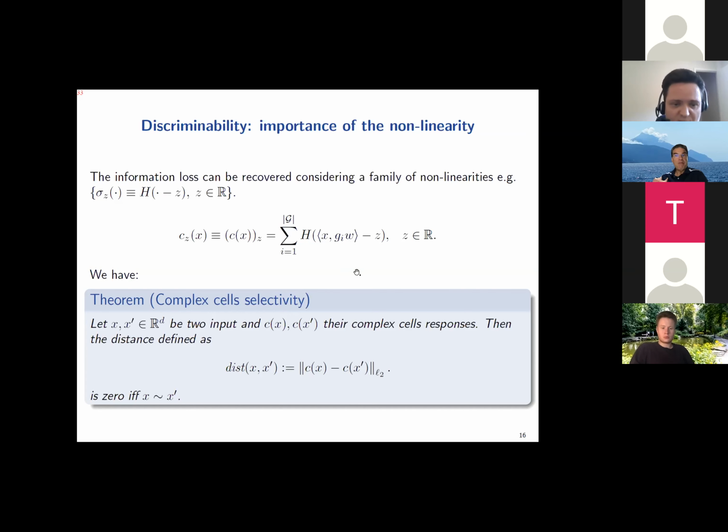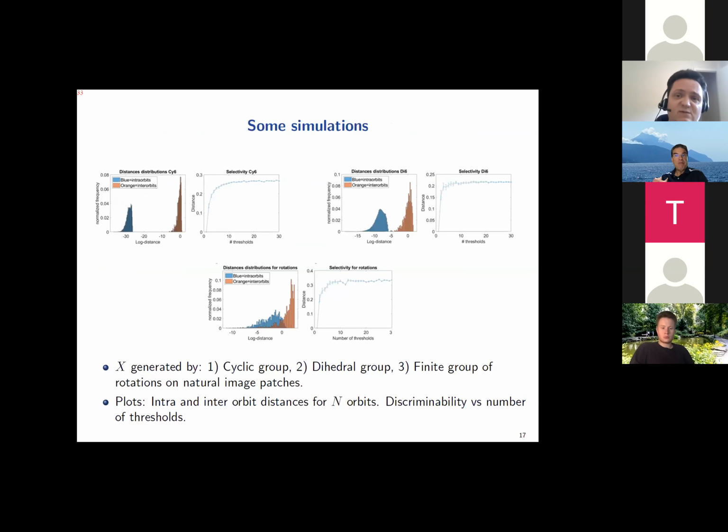Okay, so I've done some simulations just to show how this theory applies to real data. I generated two artificial datasets, just doing data augmentation with a cyclic group and a dihedral group, to have an abelian and a non-abelian group in very low dimension. I think this was 6 and this was 12. And then, to have a more concrete example, I generated data with a finite group of rotations of natural patches. I generated a bunch of orbits.